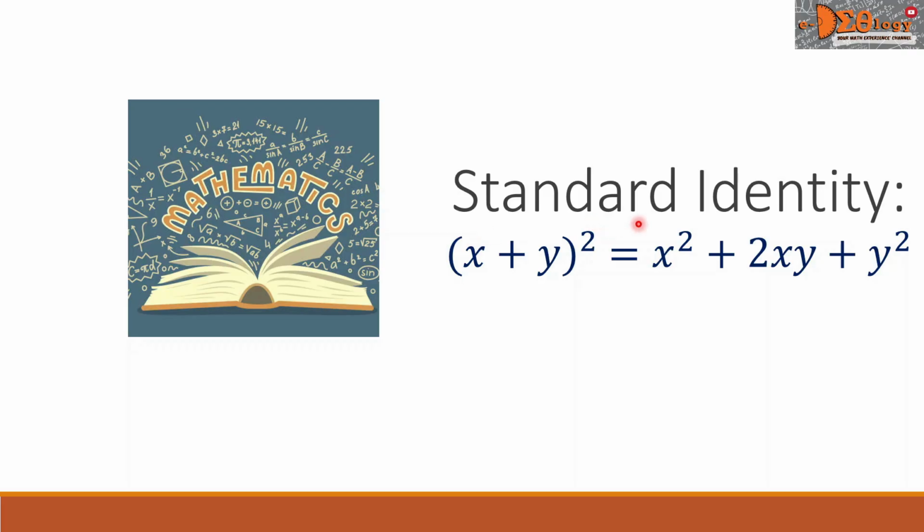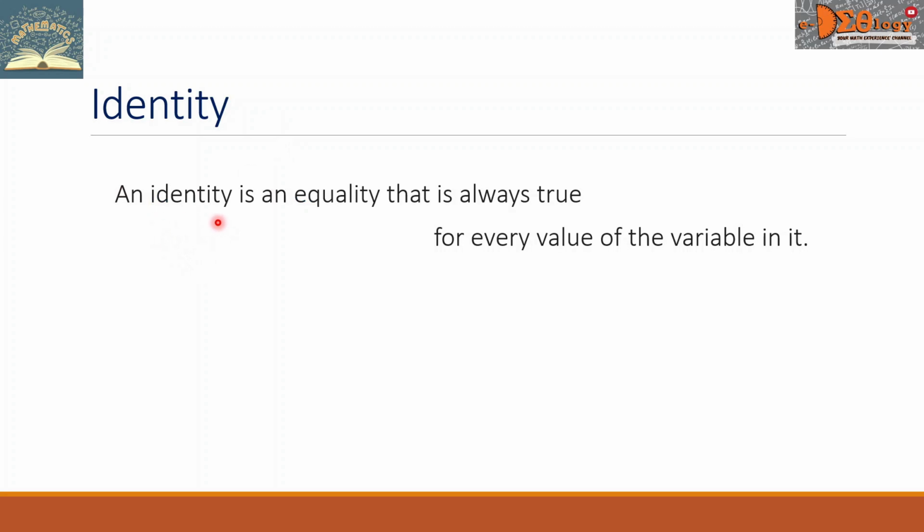Today we're going to study standard identity of this form. The square of the quantity x plus y equals x squared plus 2xy plus y squared. First, let us define identity. An identity is an equality that is always true for every value of the variable in it.